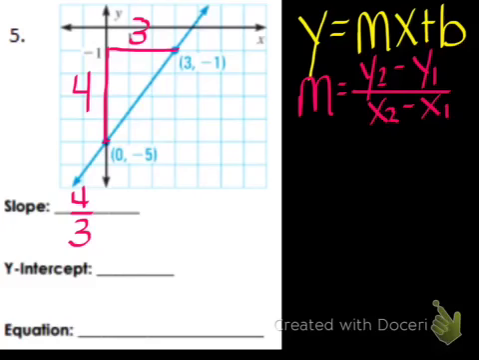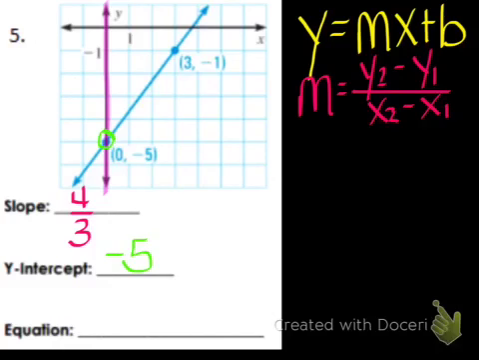The next thing that we need to find is our b, which is our y-intercept. The y-intercept is going to tell us where it crosses the y-axis, so this line that I just highlighted. I'm going to go to the spot where it crosses the y-axis, which is right here. So when x is 0, y is -5.